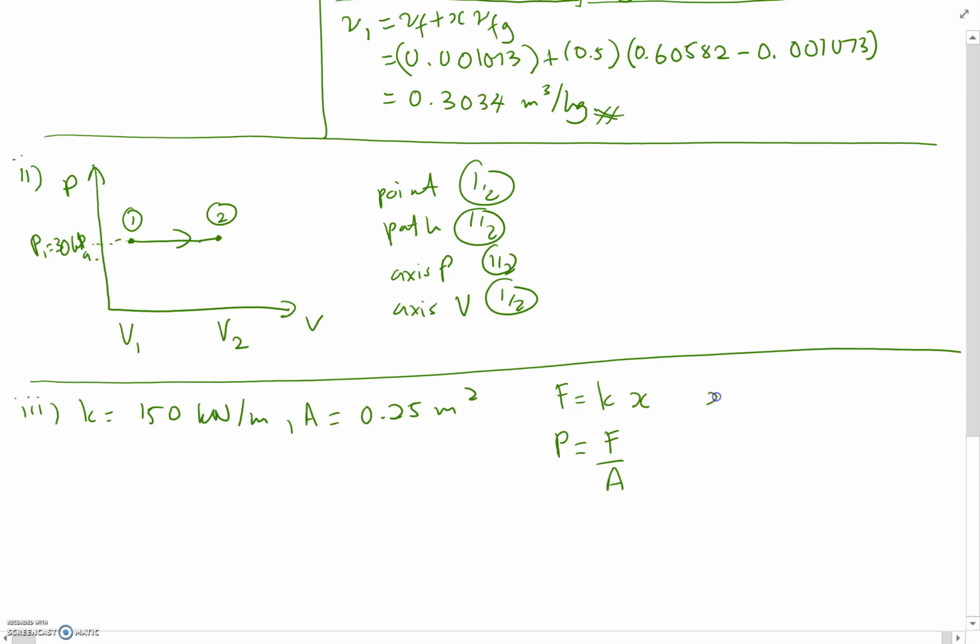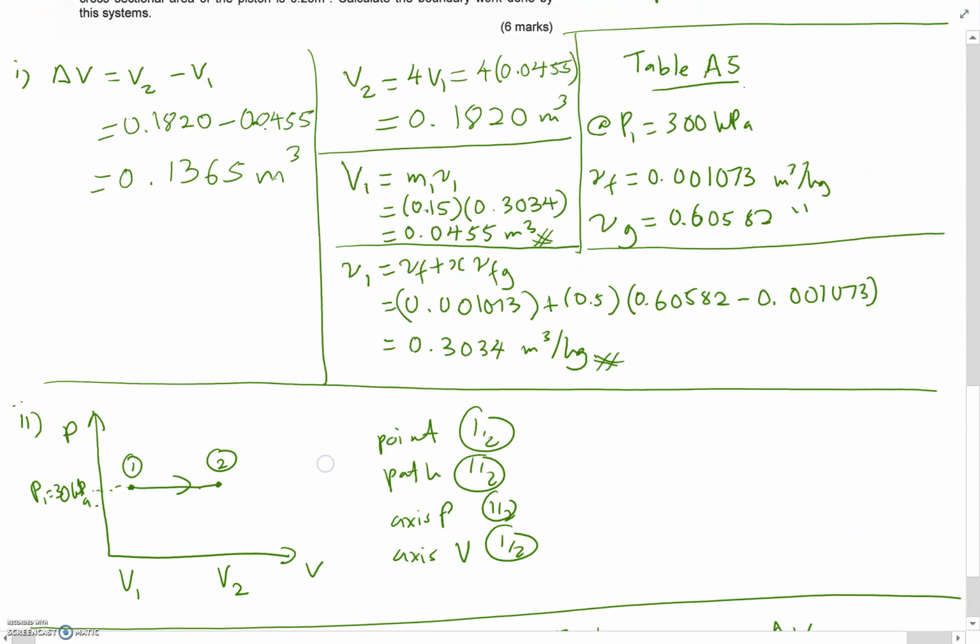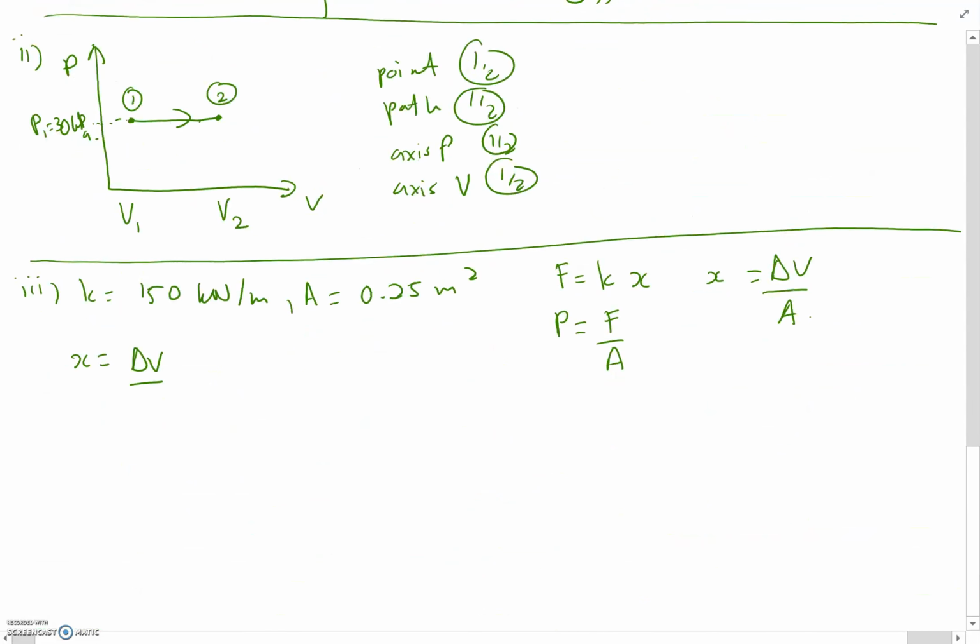So what do we have? What is the equation for X? X equals delta V over A. Okay, so we'll start with that. X equals delta V, which we have calculated just now. Delta V over A equals 0.1365 meter cube over A 0.25 meter square, equals 0.546 meter for X.